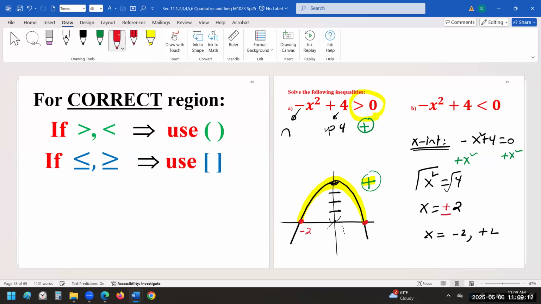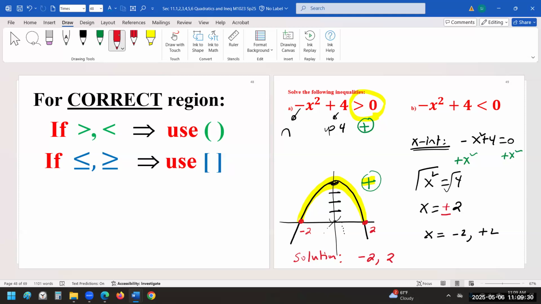So this is minus 2 and this is positive 2. So what is our solution? Negative 2 to positive 2, right? Whatever we have from negative 2 until whatever we have to positive 2.